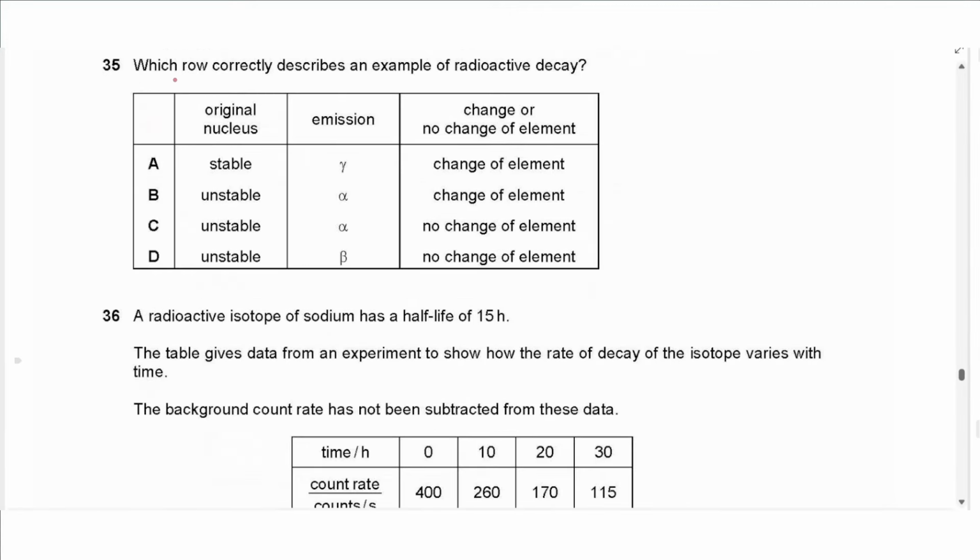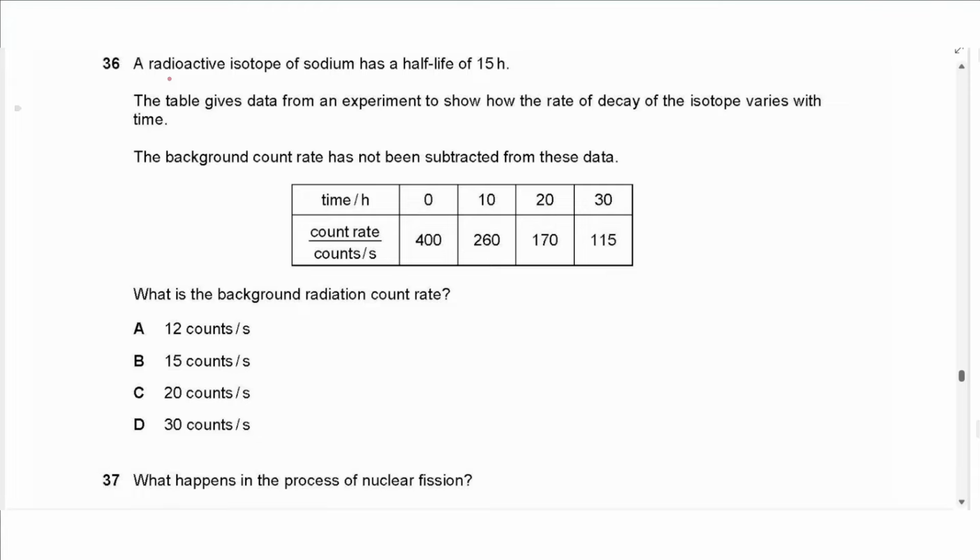Question 35 says which row correctly describes an example of a radioactive decay. So a stable nucleus would not emit anything, so it is not A. Unstable, unstable, unstable, yes. So alpha or beta. Alpha and beta radiation cause a change of element because the proton number changes. For alpha particles it is decreased by 2, in beta particles it is increased by 1. So no change of the element is rejected, so the answer is B. The element changes.